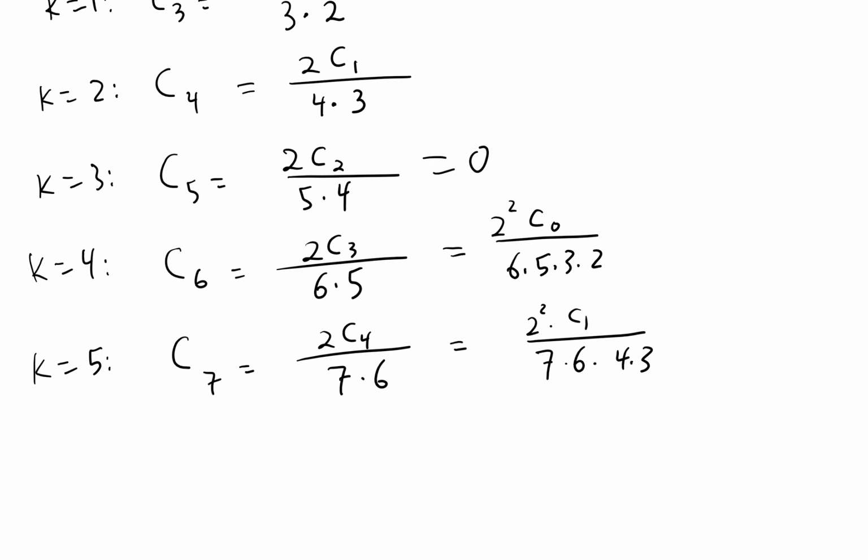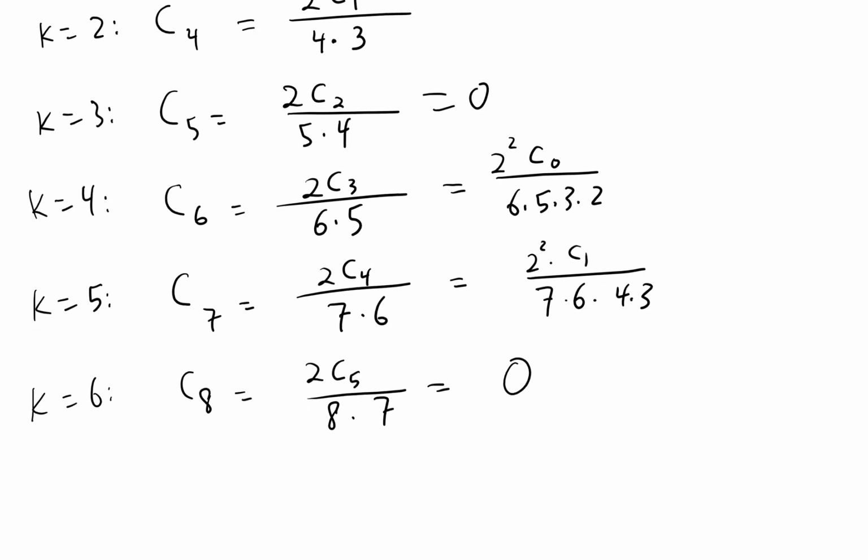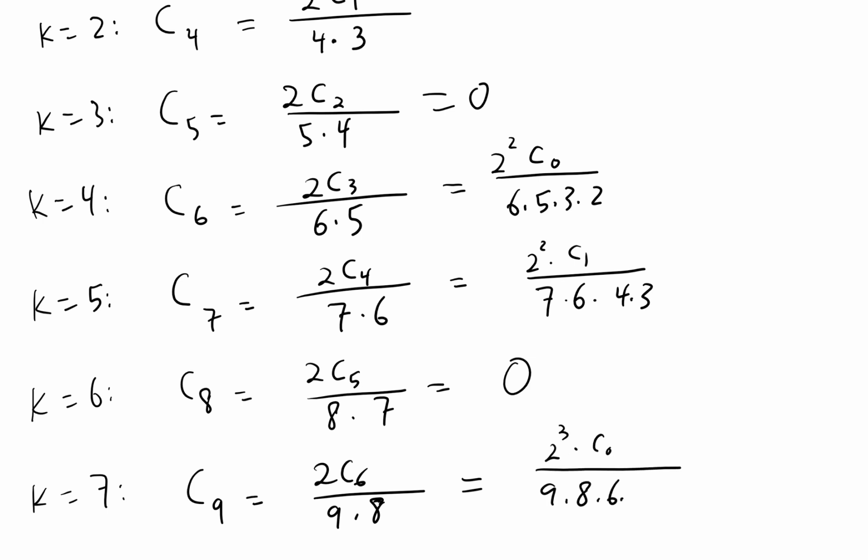And you can move on and on with this. k equals 6. c8 is 2 c5 over 8 times 7. But c5 was 0, so this is going to be 0. One last one, let's say c9 equals 2 c6 over 9 times 8, where c6 is 2 cubed, so 2 to the 3rd, c0 over 9 times 8 times 6 times 5 times 3 times 2.